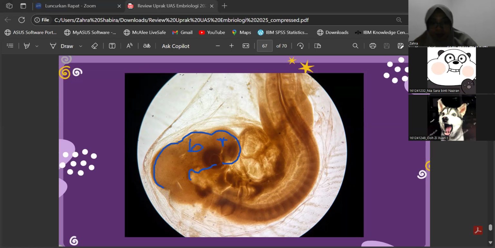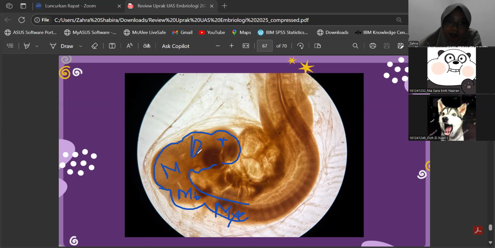Then diencephalon. And then this is mesencephalon. And I draw again right over here, stop over here. But there is like this one. This is metencephalon. Write metencephalon and myelencephalon.